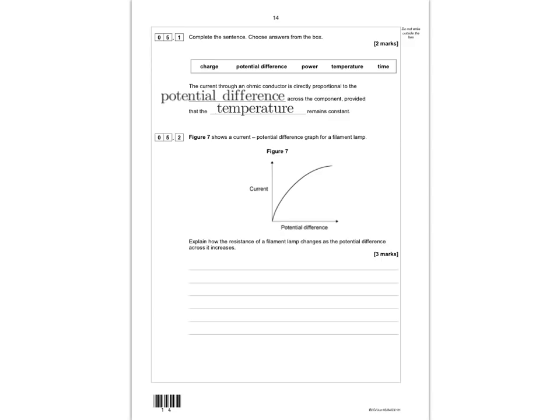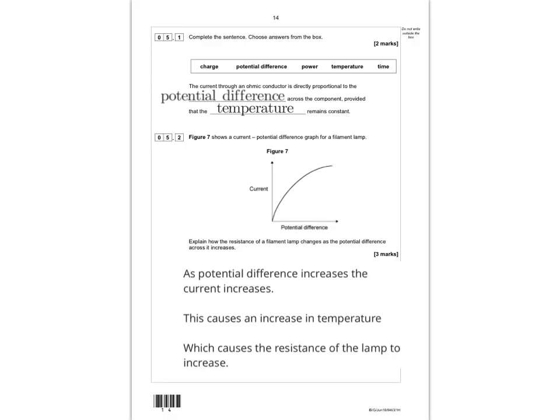Question 5.2 says figure 7 shows a current potential difference graph for a filament lamp. Explain how the resistance of a filament lamp changes as the potential difference across it increases. This question is worth 3 marks. The first bit is the potential difference increases as the current increases. That's 1 mark. This causes an increase in temperature, which is the second mark, because as the current increases, temperature increases because there are more collisions. If there's a higher temperature, that means the ions inside the filament bulb begin to move around more, and that causes an increase in resistance. So those are the 3 marks for this question.